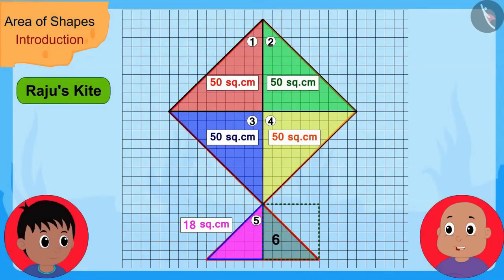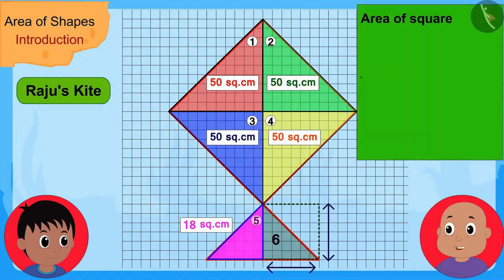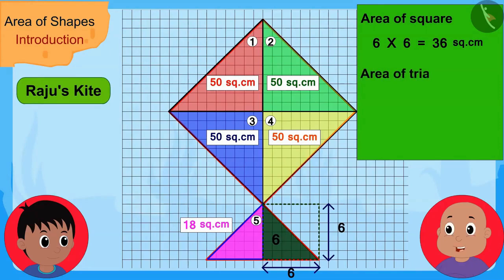Now, this second small triangle, just like the first small triangle, is half of this 36 square centimeter square. This means that the area of this second small triangle is also 18 square centimeters.